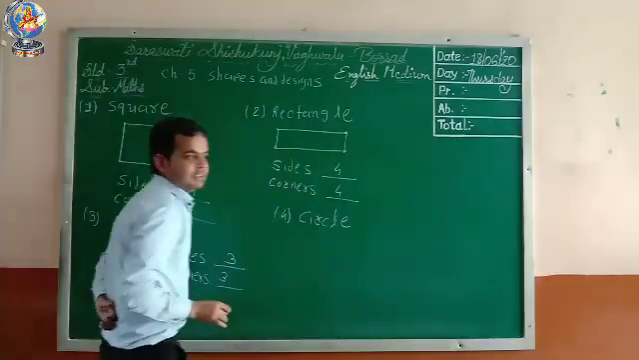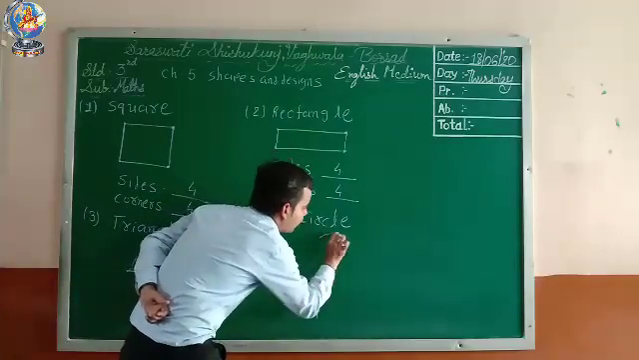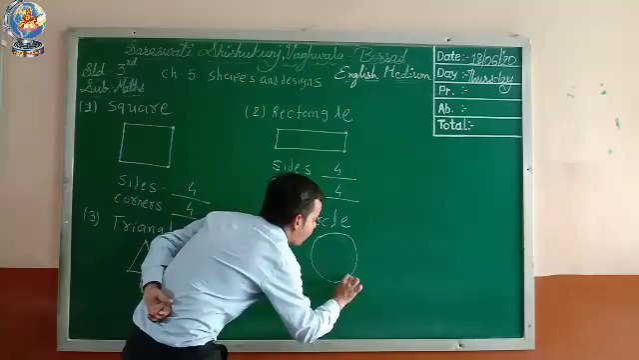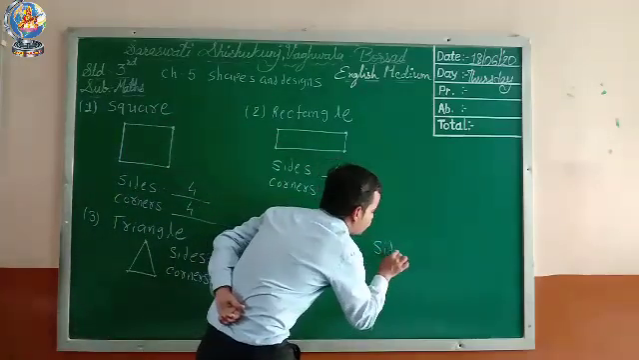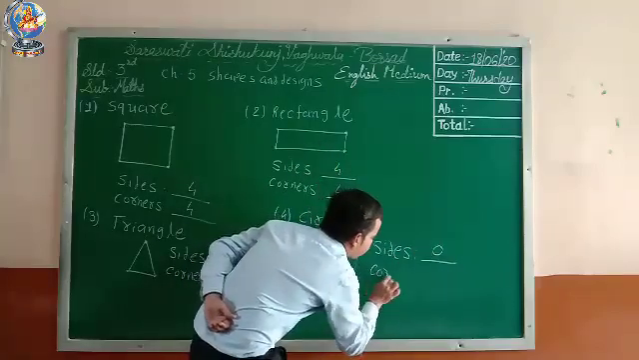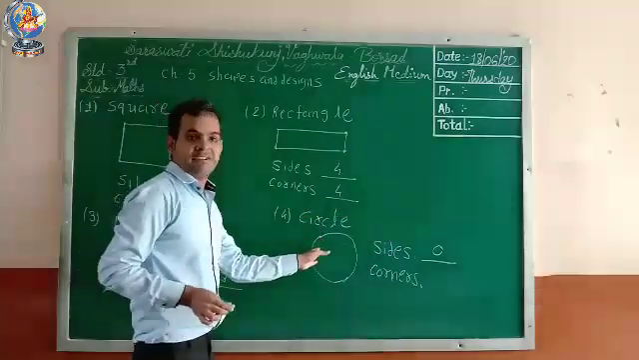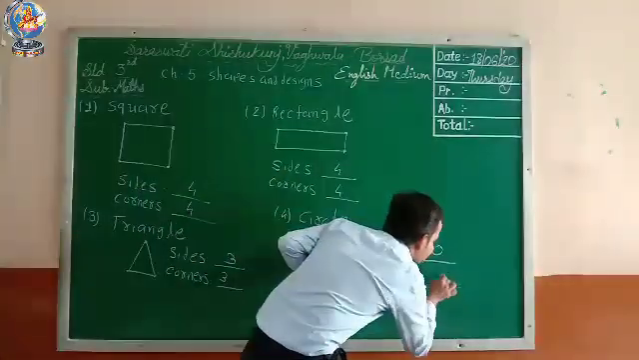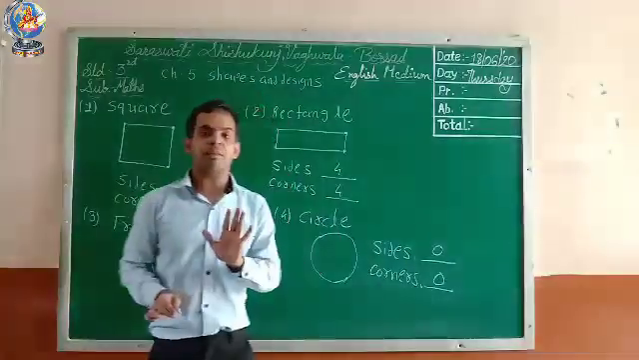The last one is the circle. Here I will draw a circle. Does a circle have sides? No. A circle has 0 sides and 0 corners. If you observe the circle, is there any corner? No. So the corners are 0. A circle has 0 corners. Understood about that?